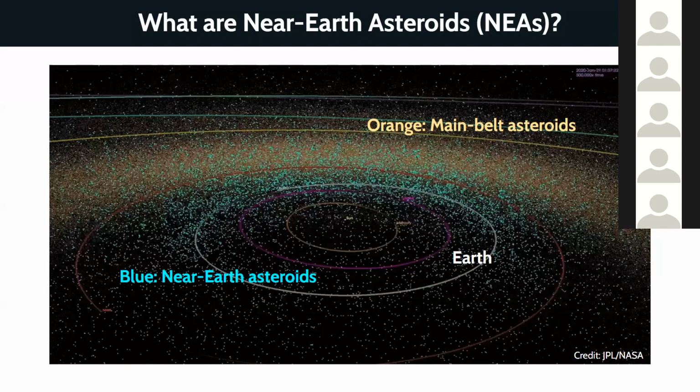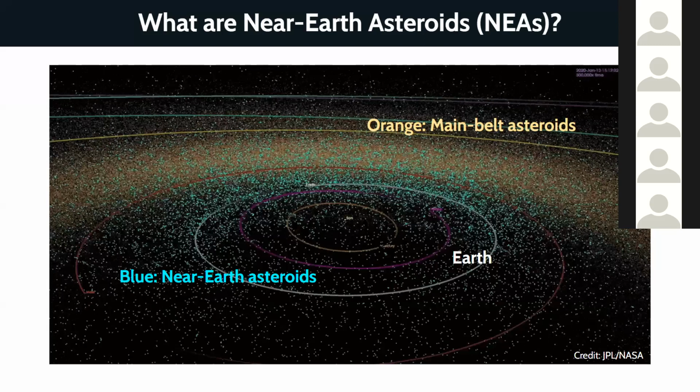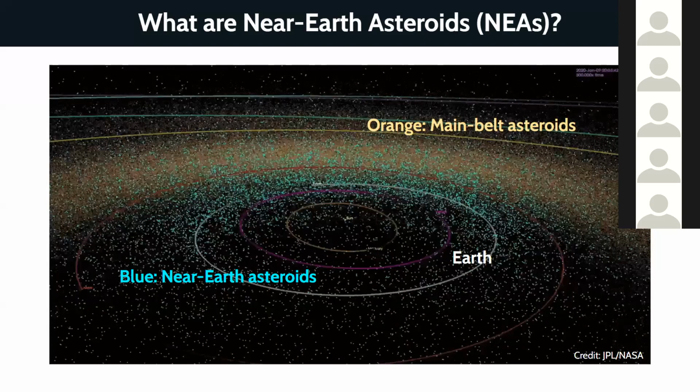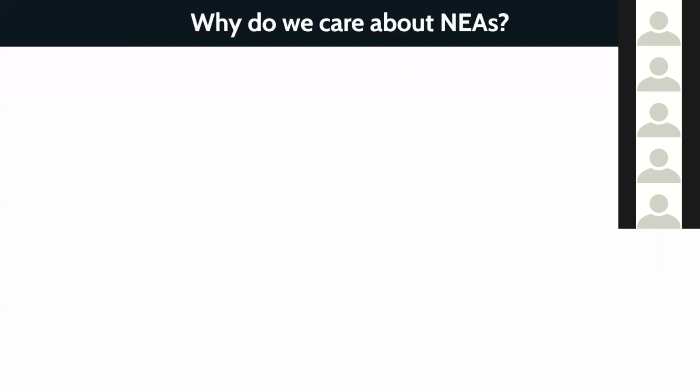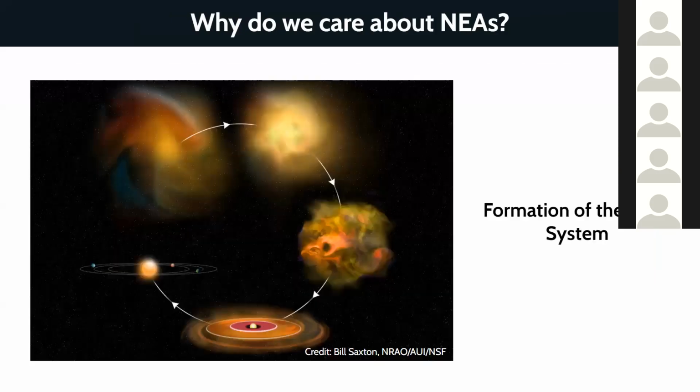But why do we care about near-Earth asteroids? What makes them so interesting, and why would we want to study them? I'm going to explain a few reasons why they are interesting and why they are beneficial to study. But I'm sure the reason most people know about near-Earth asteroids is not because they are beneficial, but because they're destructive. But let's first start with why they are interesting objects. The first reason is because they can help us understand the formation of the solar system.